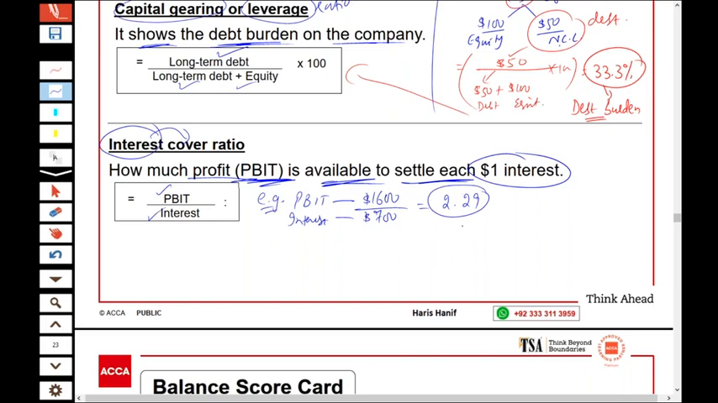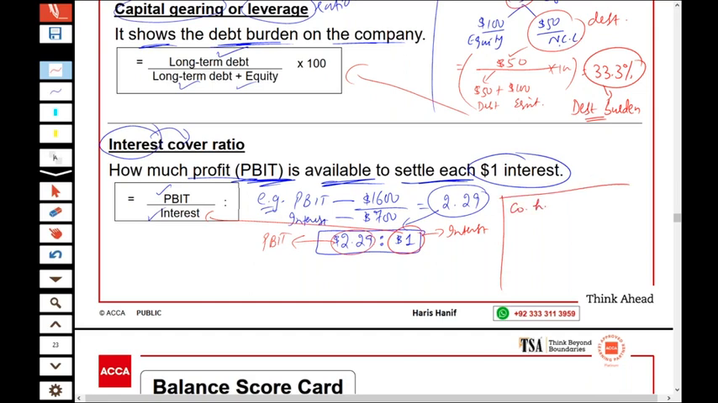What does it mean? Yes, you are thinking the same. That is 2.29 colon $1, and $1 is the denominator figure, that is interest, and that is profits. It means the company has 2.29 of PBIT to settle $1 of interest.